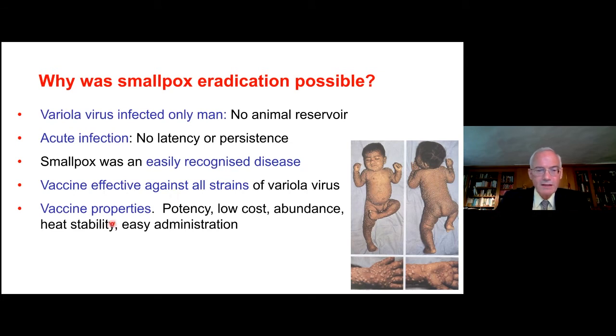And lastly, the vaccine had many properties that made it ideal. It was potent as a single dose, it was low cost, it was abundant, it was heat stable when freeze dried, and very easy to administer under field conditions. And lastly, we should not overlook the real determination of the WHO to see this through. And it's a great example of how, where nations work together, they can achieve something of mutual benefit.